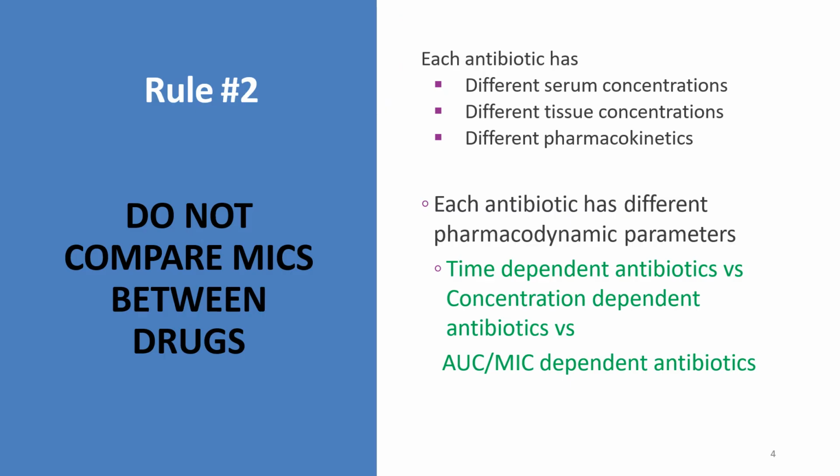Rule number two is that do not compare the MICs between drugs. The MICs may be different for the same sample, for the same organism, against different antibiotics. Each antibiotic has a different serum concentration, tissue concentration, and pharmacokinetics. Each antibiotic has different pharmacodynamic parameters. Some are time dependent, some are concentration dependent, some are AUC by MIC dependent antibiotics.